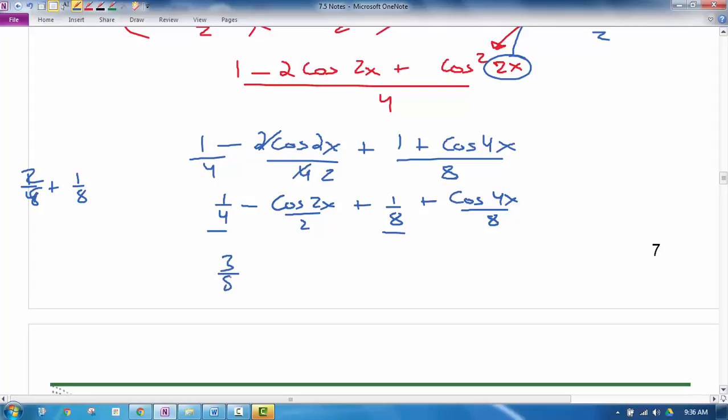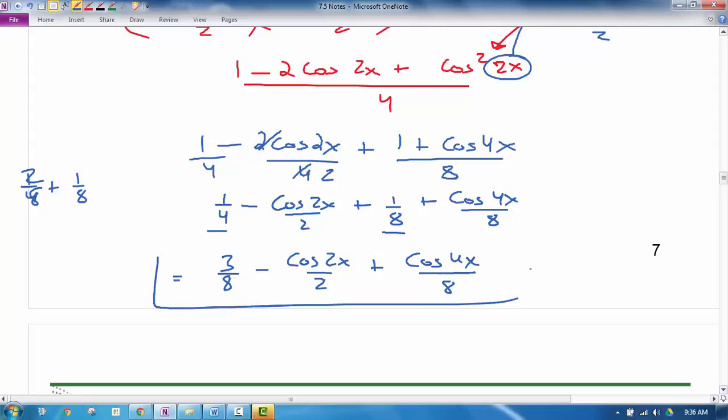So 3/8. We still have the minus cosine of 2x over 2, and we still have the cosine of 4x over 8, or 1/8. You can put the 1/8 in front, however you want to do it. But there's my answer. I've rewritten this so that I don't have any cosine or sine squared. I just have the cosine of multiple angles here, 2x and 4x. But that's what they asked me to do.